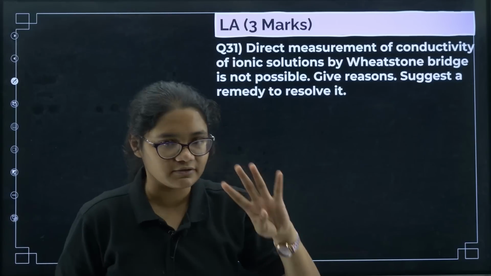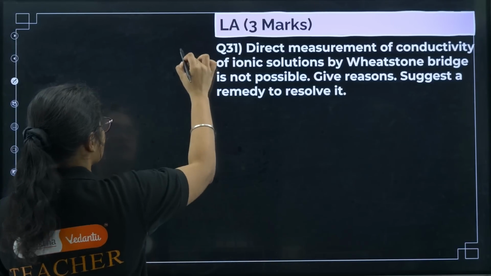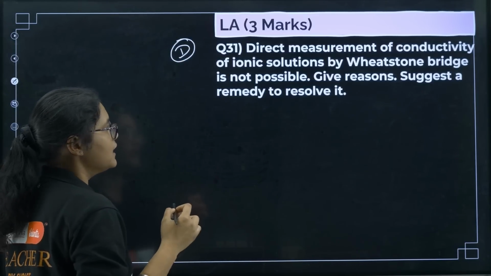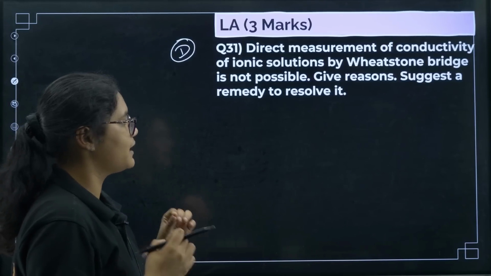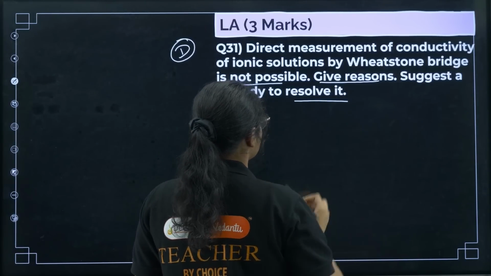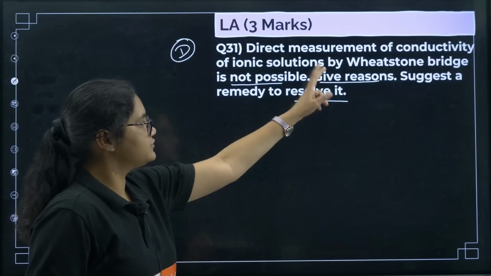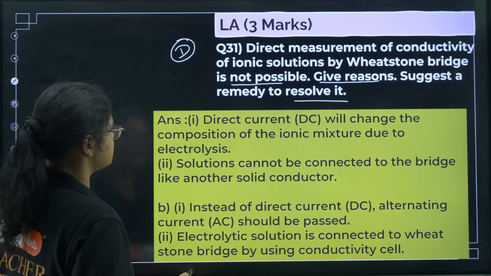Now we will move towards the 3 marker questions in physical chemistry. Here you will have 4 questions and you have to answer any 2. The first question is definitely a difficult one. Direct measurement of conductivity of ionic solutions by Wheatstone bridge is not possible. Give reasons and suggest a remedy. You have to give at least 2 reasons and 1 remedy to get 3 marks. I will tell you the answer for this one.